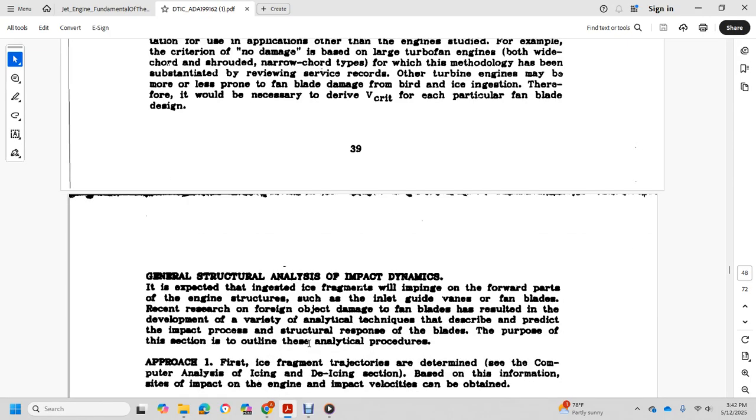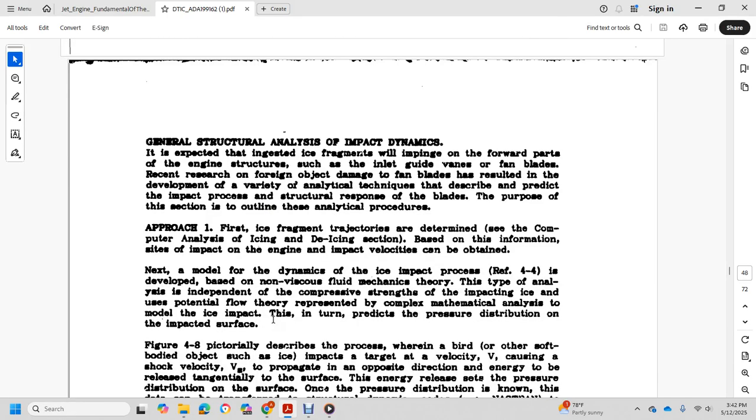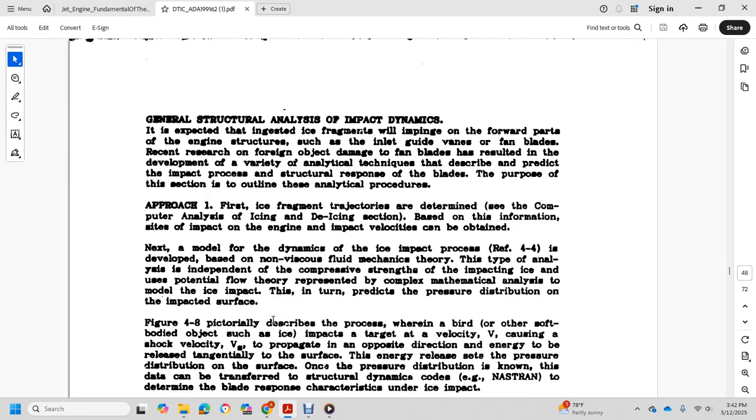General structure and analysis of the impact dynamics. Expect the injected ice fragments to impinge on the forward part of the engine structure, the inlet guide vanes, before the fan blade. Recent research on foreign object damage of fan blades has resulted in the development of a variety of analytical techniques to try to predict the impact process and structural response of the blade. The purpose of this section is outlining the analytical approach. In the approach, first the icing fragment trajectory is determined, based on the information cited for the impact, and the engine impact velocity was obtained.